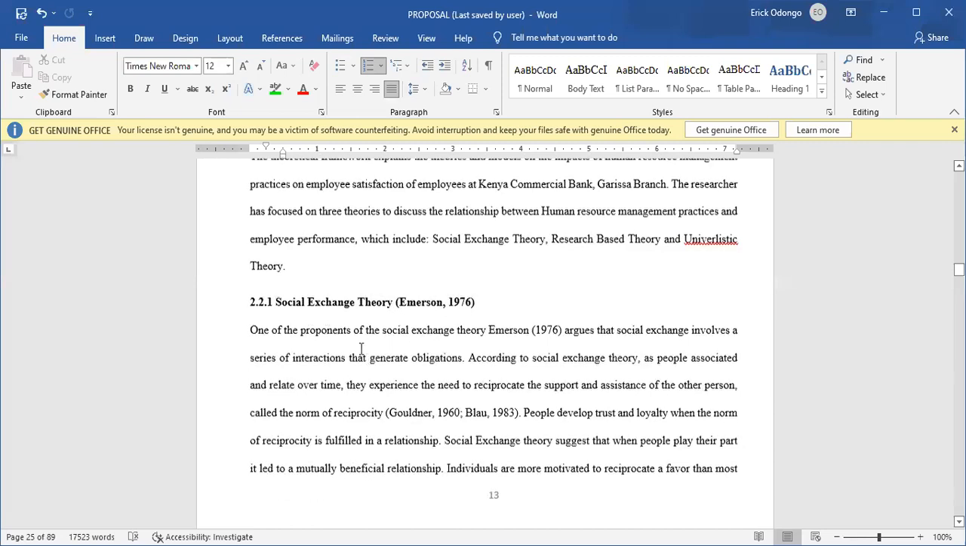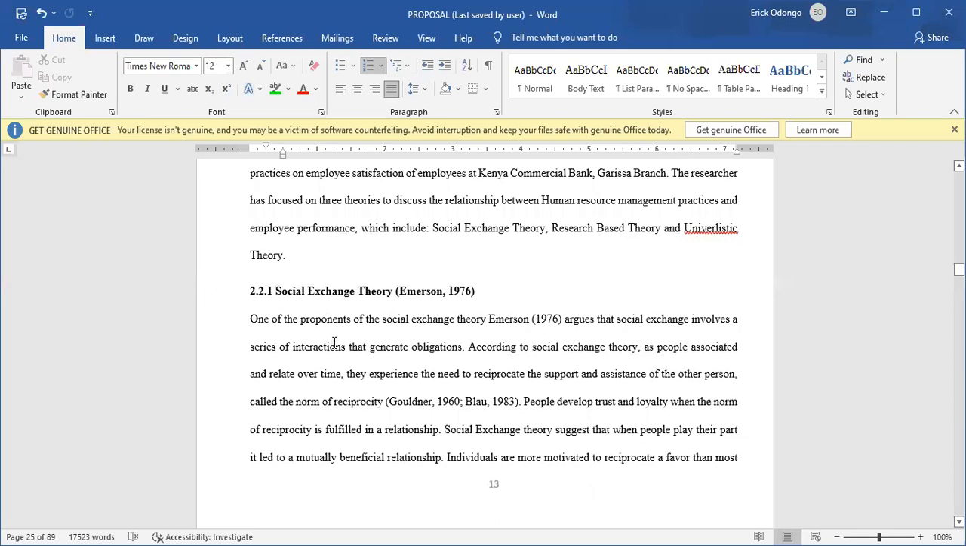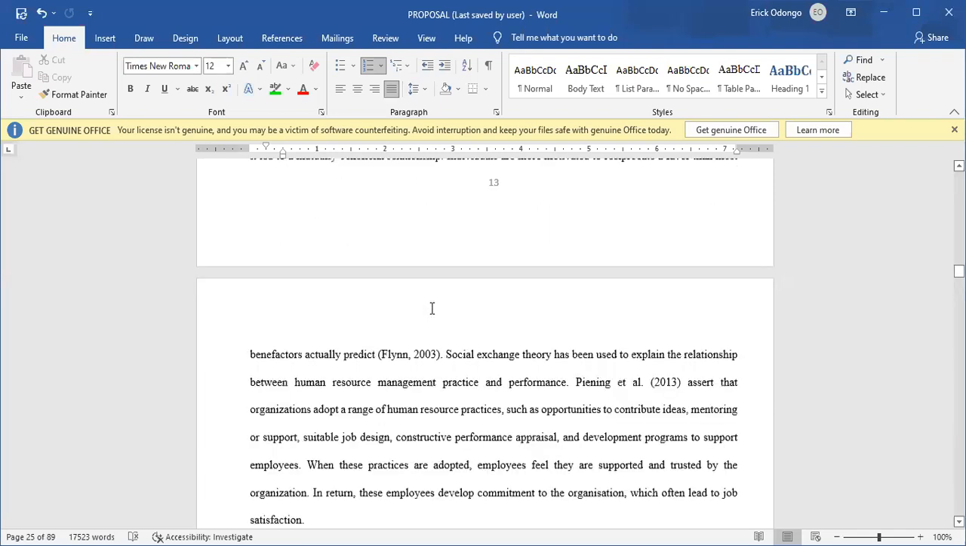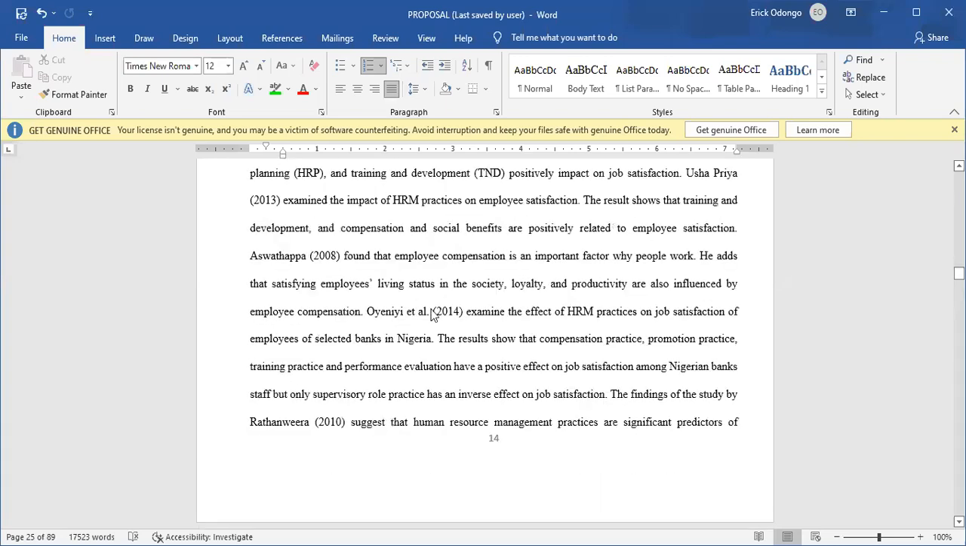Where will you get this? You will get this from publications, the previous works. This could be someone else's project on the area. But don't forget to put this person as your reference. Under references, you must put this person, the topic, the year, and his name. So social exchange theory, Emerson, 1976. You will dig into this theory.